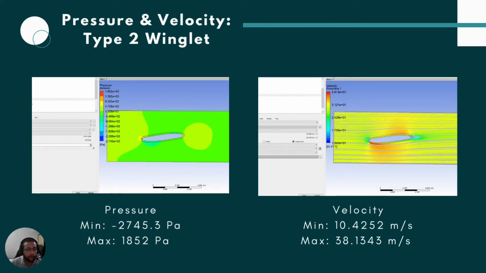For pressure and velocity of the type 2 winglet, in the pressure contour of the winglet type 2, it was apparent that the left top layer of the winglet had a higher dynamic pressure gradient, which is 1852 Pascal, in contrast to the bottom layer, which recorded a lower dynamic pressure gradient, which is negative 2742.3 Pascal. For the velocity streamline of the winglet type 2, the left and the right side profile of the winglet recorded a lower magnitude velocity gradient, which is 10.4252 meter per second, on the top and the bottom side, and had a higher magnitude velocity gradient, which is 38.1343 meter per second.